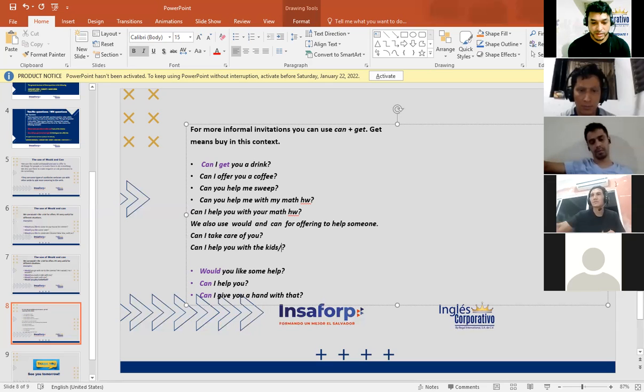Look at these children. Children in this case is plural. We don't say children's. We don't add the S, because children is an irregular noun. Children means more than one boy or girl.